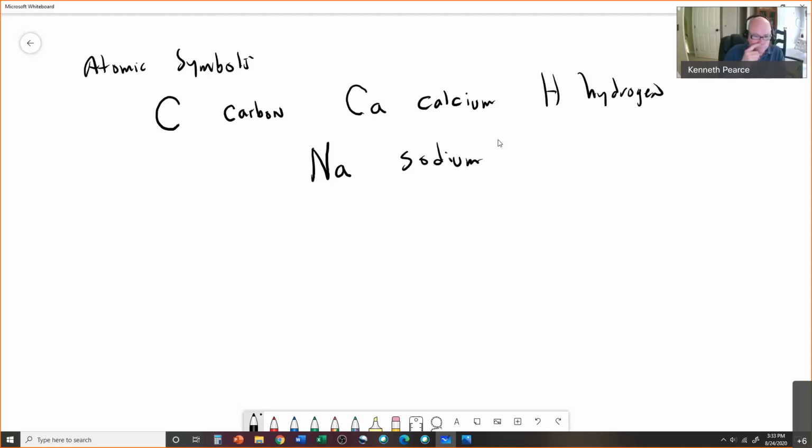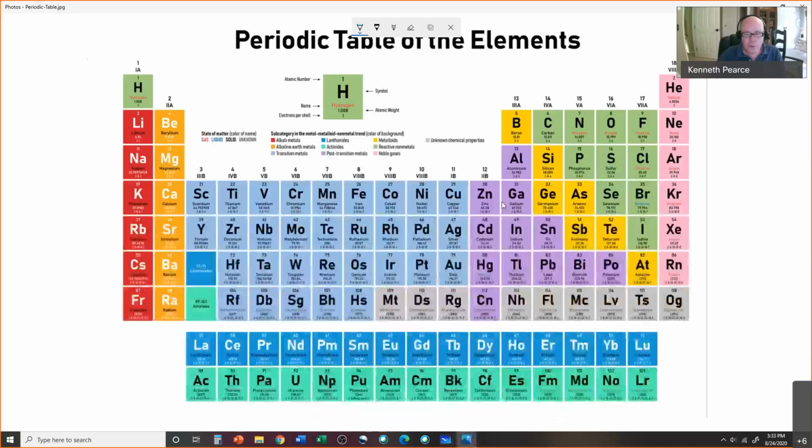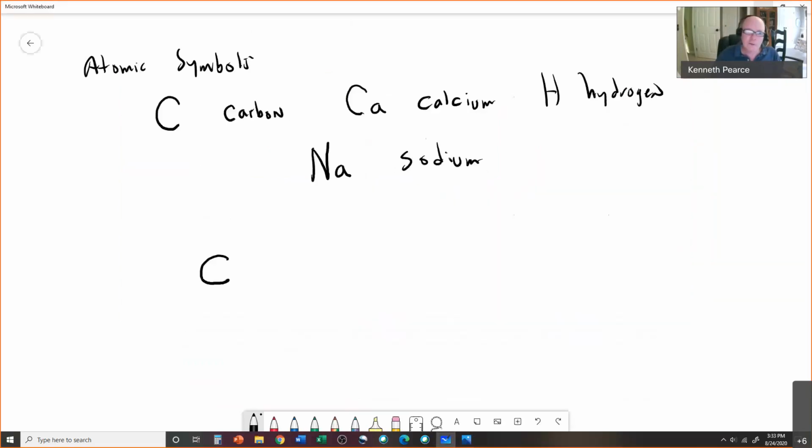Okay, now when we're trying to write out an atomic symbol, the symbol itself, if you look on the periodic table, I'll go ahead and pull up that picture. You will see that there is a number above the element on the periodic table. And if you look at carbon, you'll see there's a 6 above the carbon. And it looks just like this when it's on the periodic table.